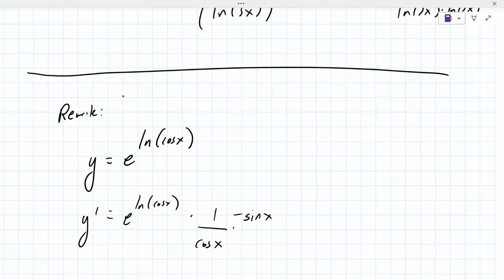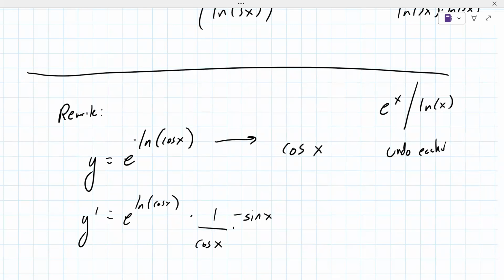Oh yeah. And it looks weird. So the correct way to do it is to rewrite this as just the cosine of x. e and ln undo each other. They're inverses. Okay. And you should simplify if you can.